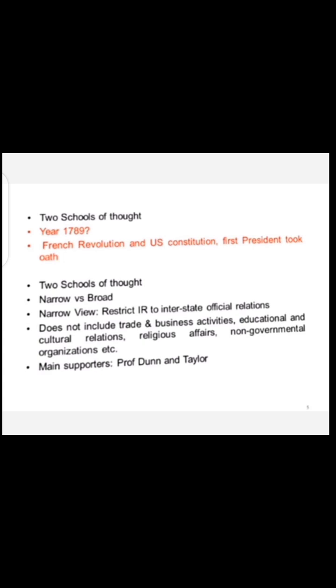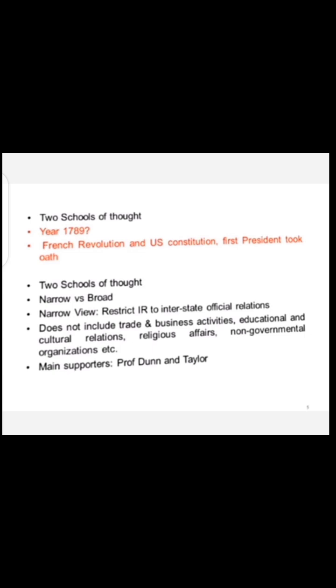So who were the main supporters of this thought? Prof. Dunn and Taylor were the supporters of the specific view. It only concerns the official views of the states, or official responses, or official events that occur between the states. It doesn't include trade, business, educational and cultural relationships between the states.